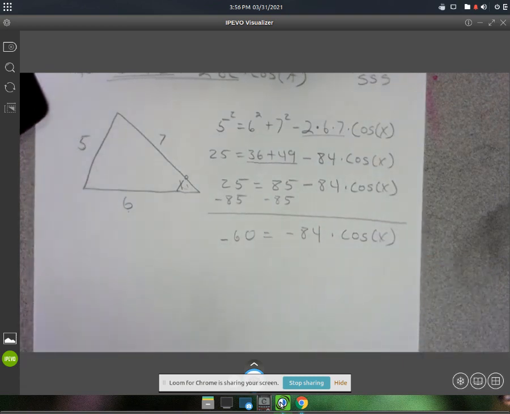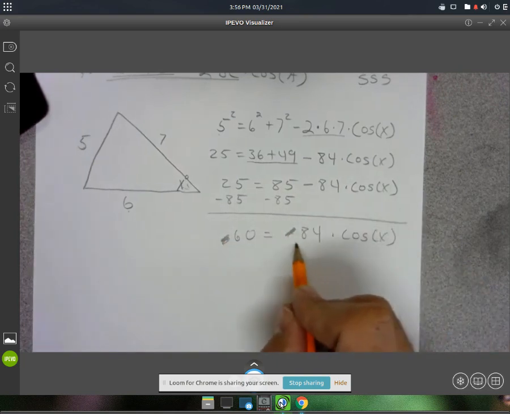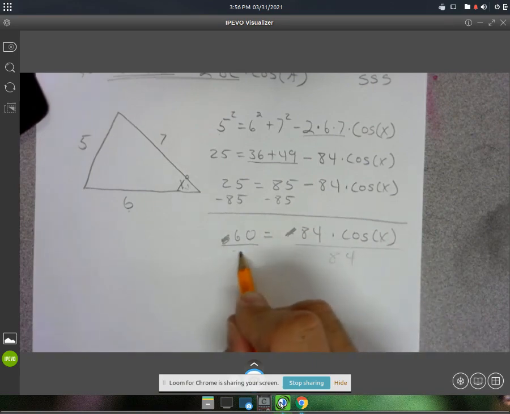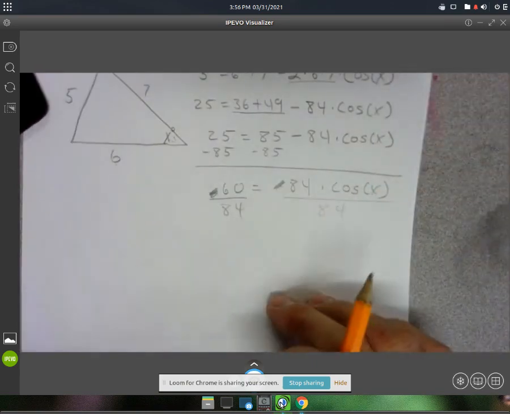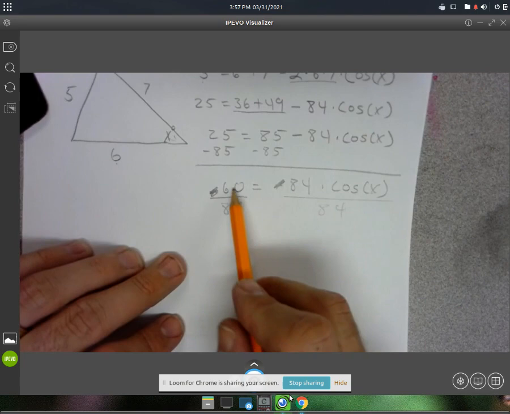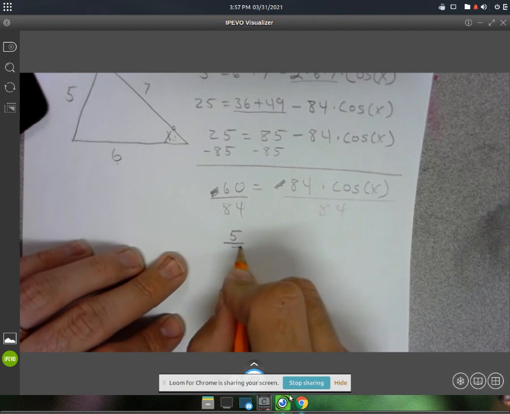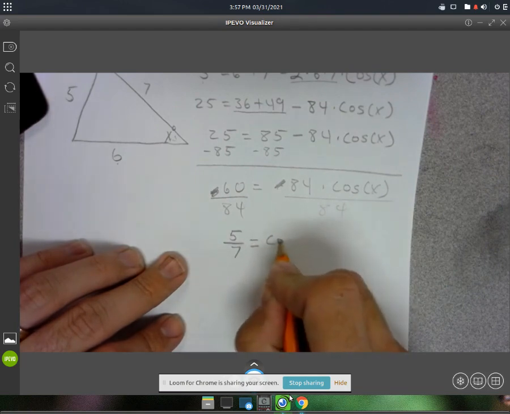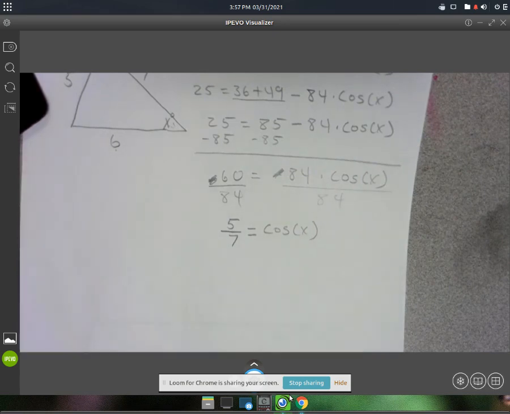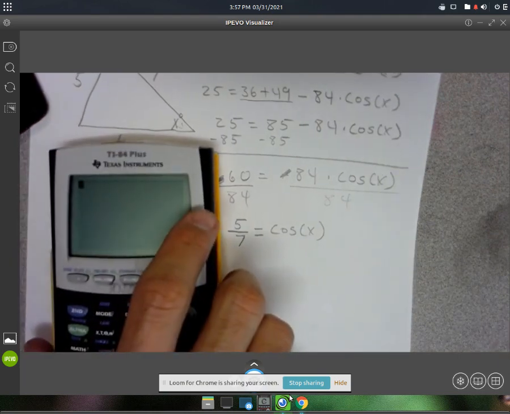Cosine x. Okay, we can get rid of the negatives. We're going to divide by 84, so divide by 84, divide by 84. I feel like simplifying this. I could simplify this by 12. That's going to give me a 5 on top and a 7 on the bottom, and that's equal to cosine of x. Now I just need to do my arc cosine, or my inverse cosine, to this, and that's going to tell me what my angle is.